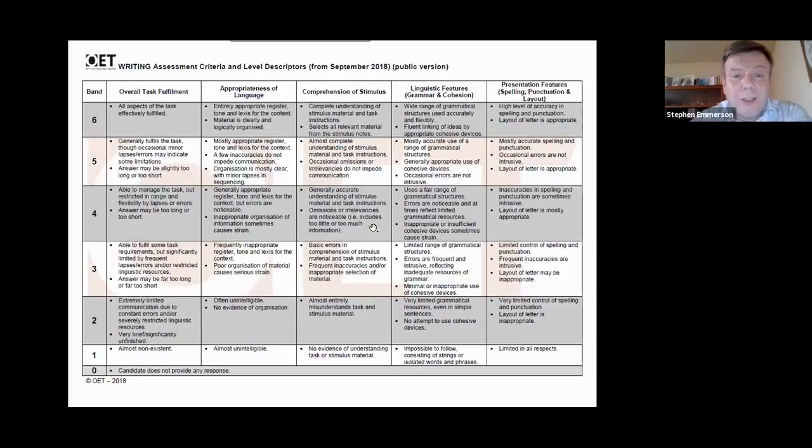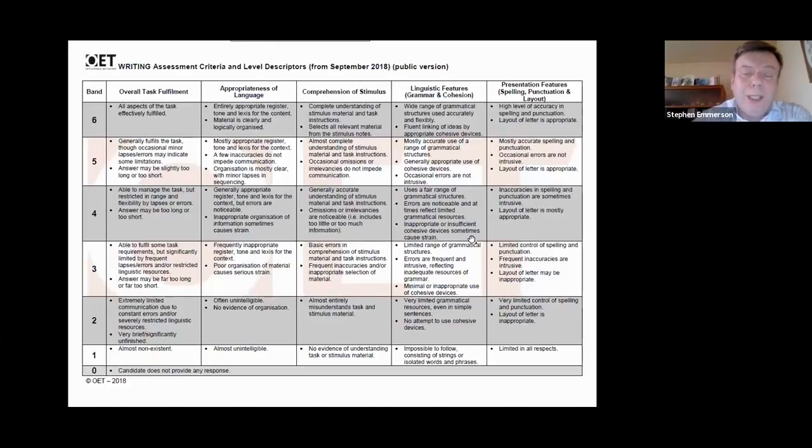So for comprehension of stimulus, so it's generally accurate, understanding of stimulus, material and instructions. There are some omissions or irrelevancies, and they are noticeable. So maybe too much or too little information. And then linguistic, fair range of grammatical structures, errors are noticeable, and at times reflect limited grammatical resources. So you basically want to be using a mixture of complex and simple sentences. Inappropriate or insufficient cohesive devices sometimes causes strain.